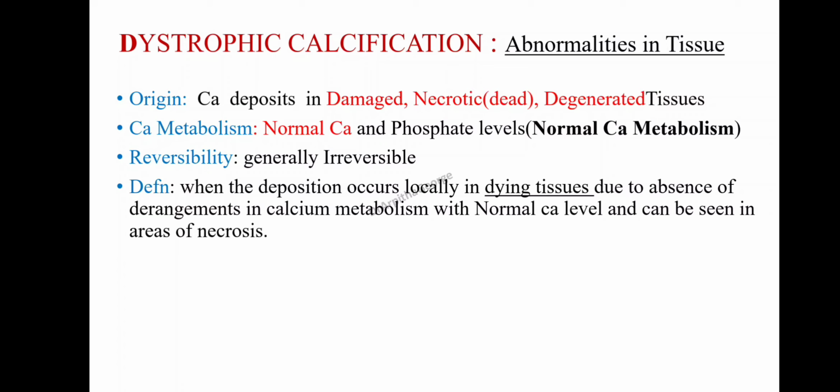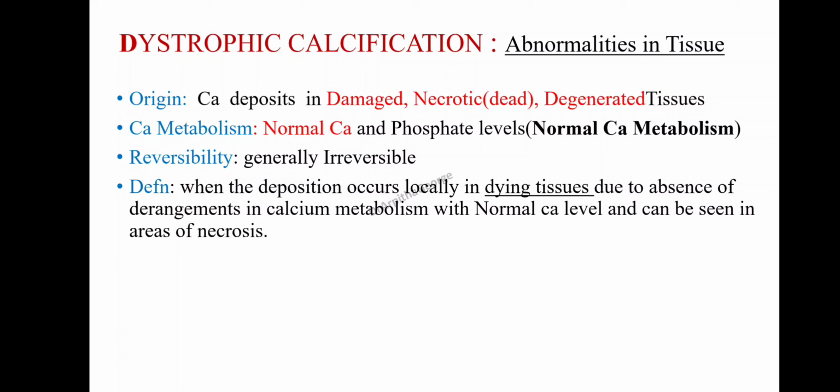Necrotic tissue. Necrosis means what? Cell death, right? Necrosis, apoptosis mean cell death. So necrotic tissue means the tissue which is already dead. In this kind of tissue, damaged, dead, degenerated tissues, you can see this dystrophic calcification.